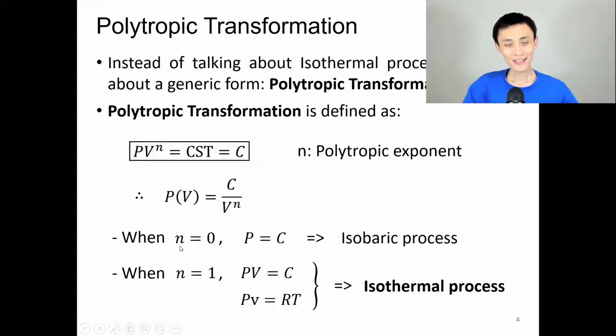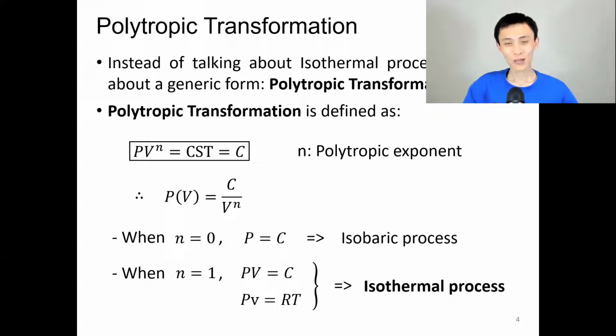When N equals 0, the denominator is 1. So P equals C. When pressure is a constant, then it's an isobaric process. The next one is when N equals 1, then the denominator is volume. Then we put it on the left side, and turns out to be PV is a constant.